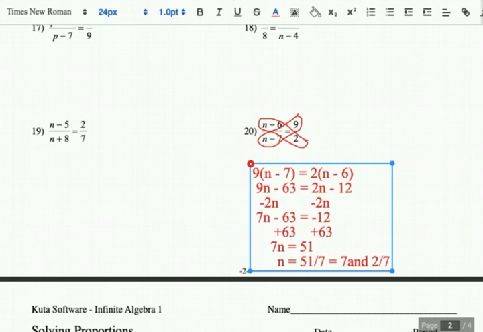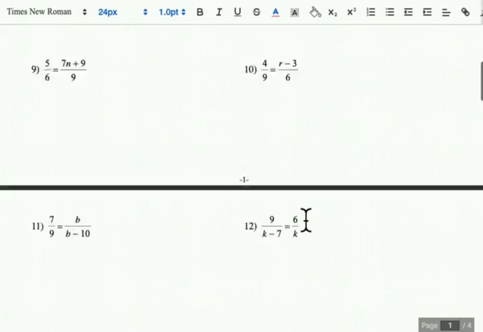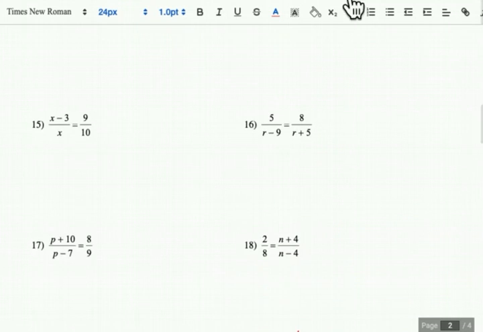So we did 1, 2, 3, 4 of them together, and I'm going to have you finish up the rest of them, okay, for homework. If you have any questions, you can always contact your teacher or come to an extra help session.